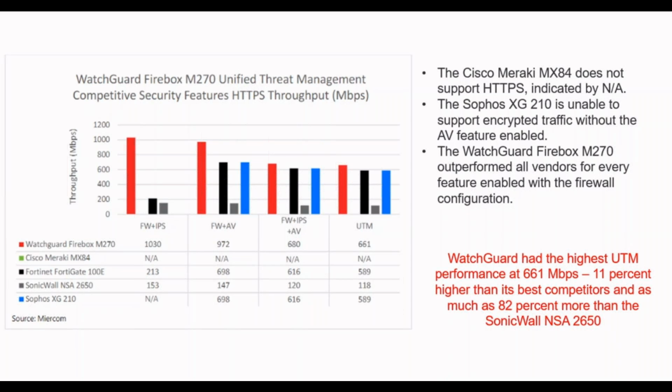In other words, the WatchGuard had the highest UTM performance at 661 megabits per second, which is 11% higher than its best competitors, and as much as 82% more than the SonicWall. So definitely, when we are talking about performance, even when you size a firewall, take a look at the HTTPS throughput with the UTM features turned on.